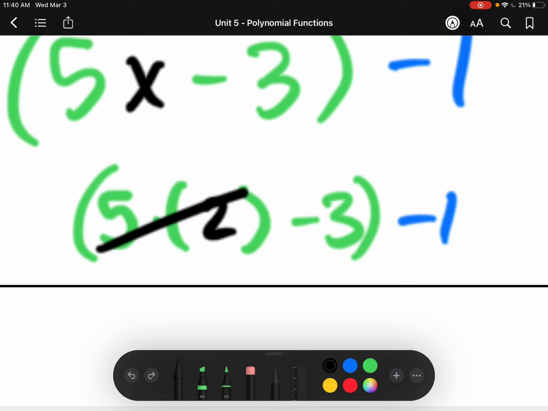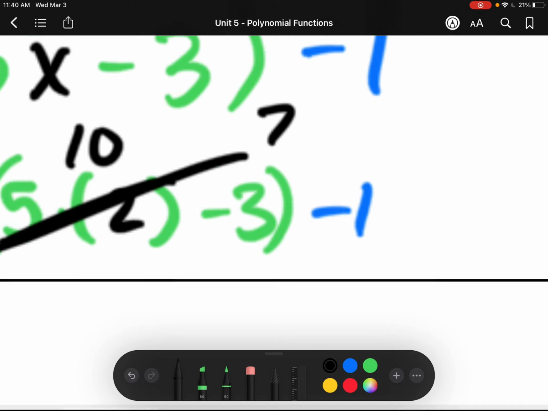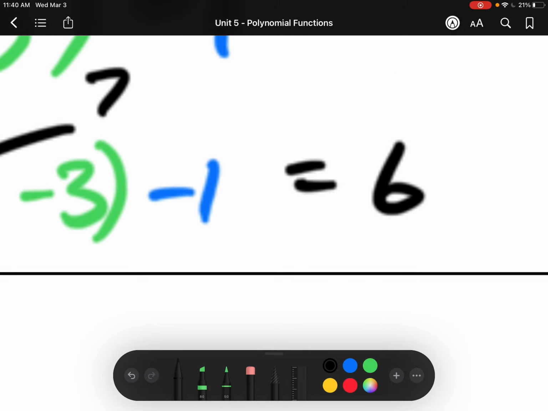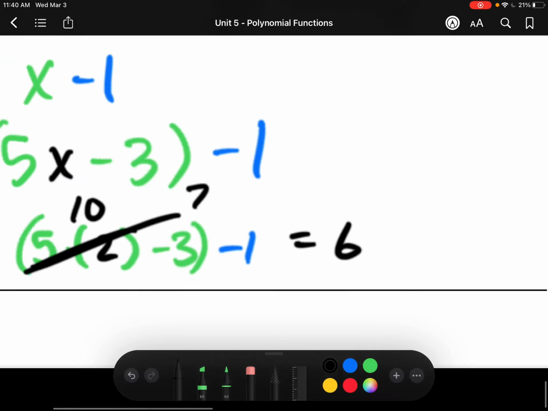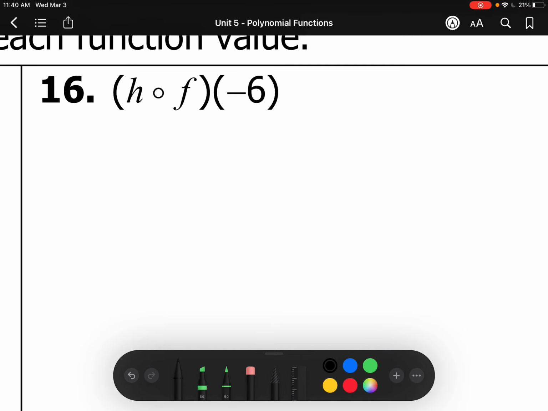But we have 5 times 2 first, which is 10. Then I have 10 minus 3, which is 7. And then I end up with 7 minus 1, which gives us 6. Same answer, a little bit less steps, and we got to the answer quicker. So now we're going to do number 16.